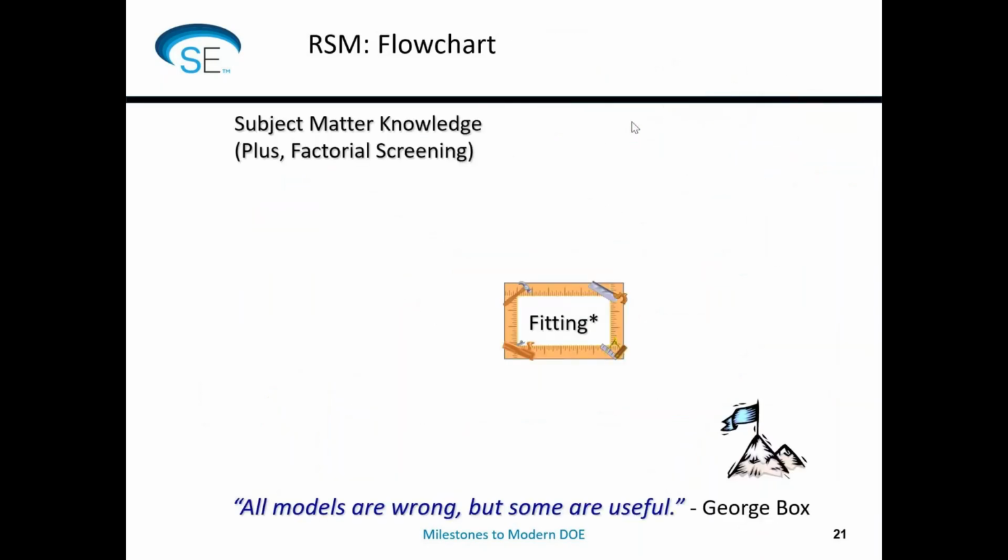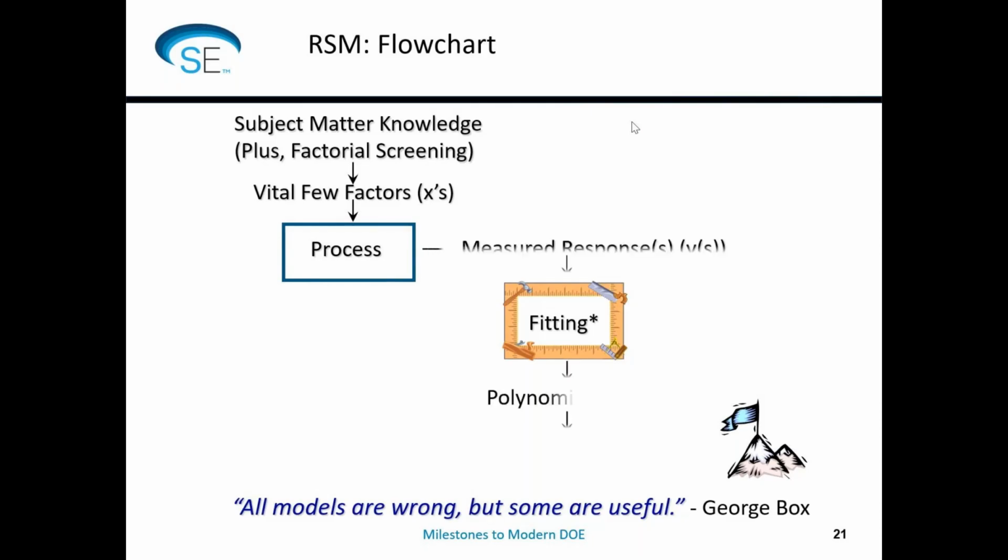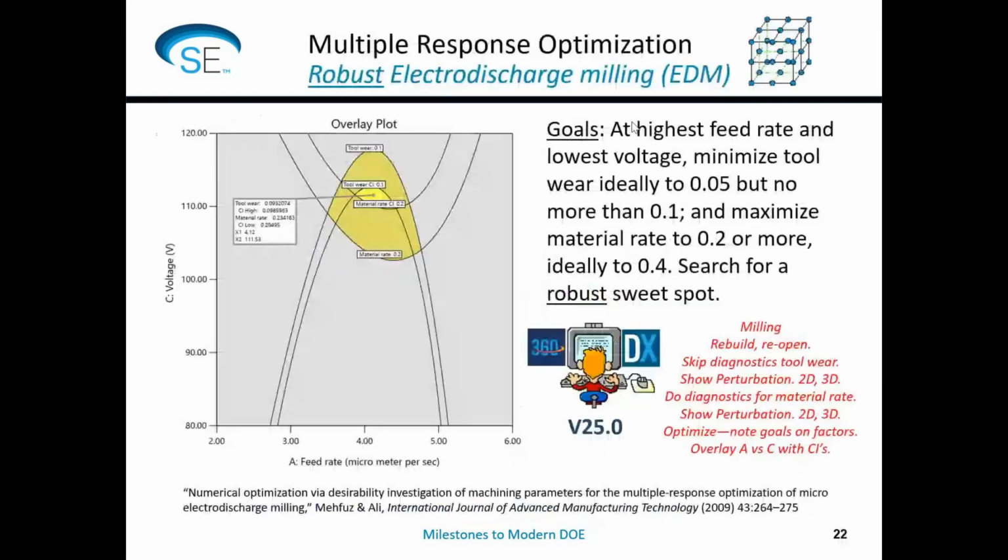So starting with good subject matter knowledge like Bill, screening down to just a vital few factors, and applying them against the process with the proper response surface method design, we can fit these polynomial models, and we kind of give up on it being absolutely correct because all models are wrong, but some are useful, as George Box says, a very good practical saying, to generate these maps.